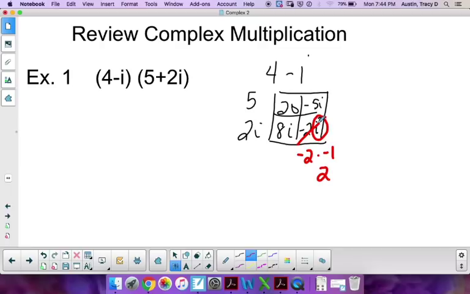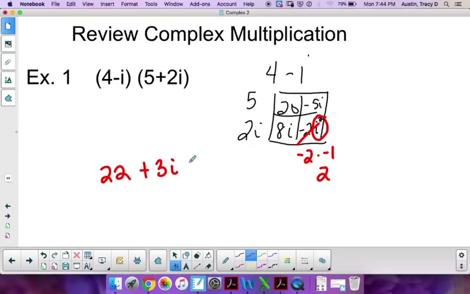So it cancels out the sign of whatever number you had before, and it makes it the opposite sign. So now I can combine my like terms. I have 20 and 2, and that's going to be 22. And then I have 8i and negative 5i, and that's going to be 3i.